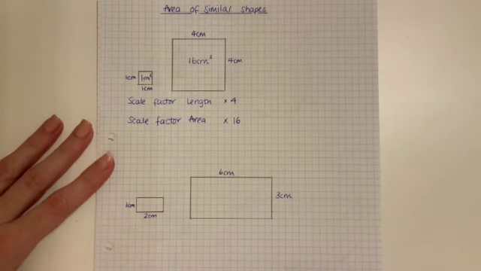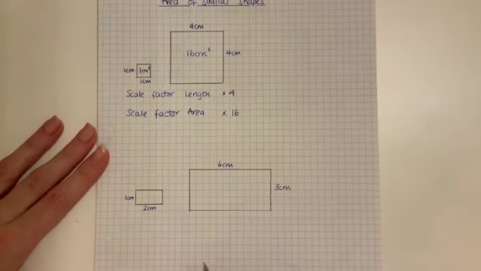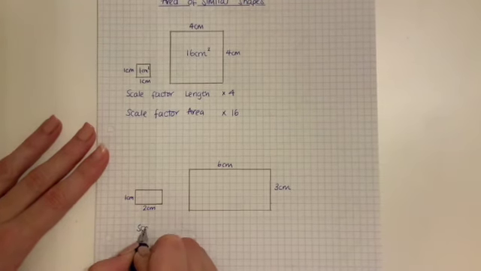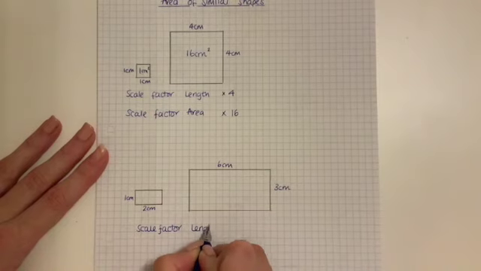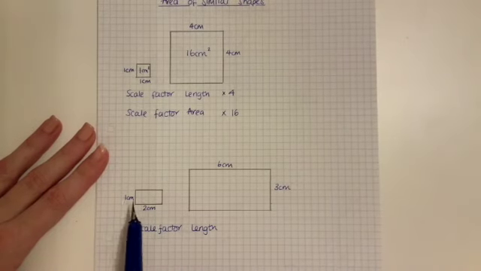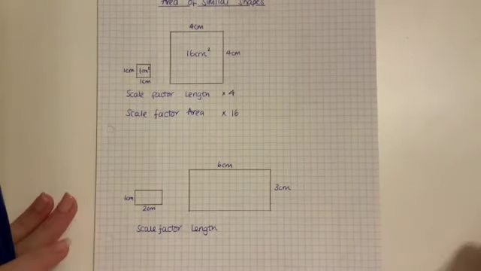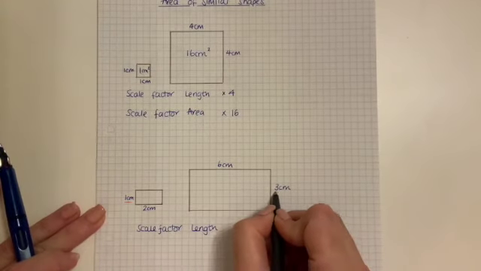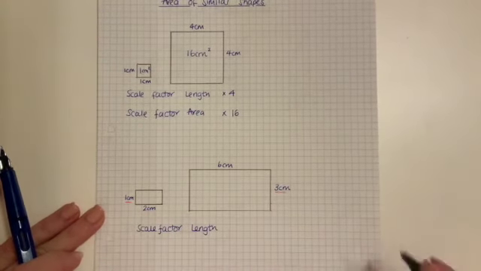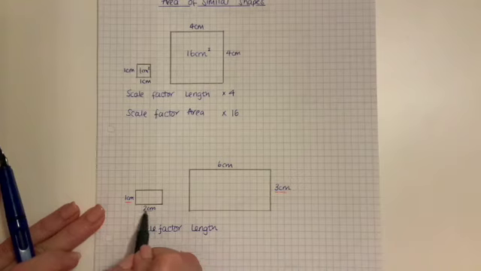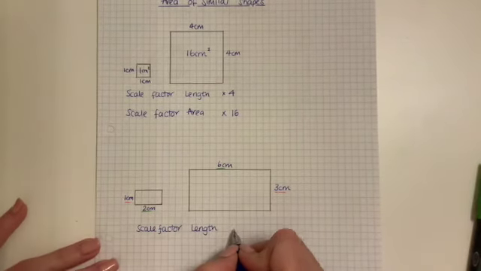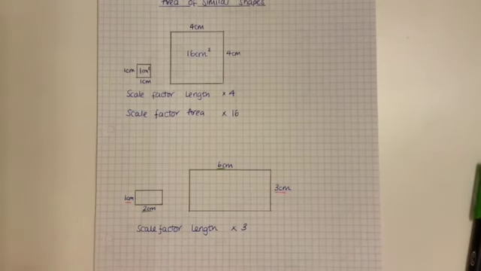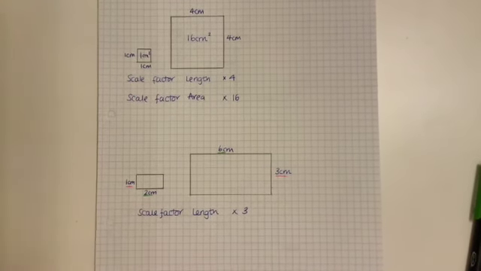Right, so let's do this one now. We're going to do the same thing. We're going to write scale factor length. So let's have a look. This side here corresponds with this side, so that's times 3. Does it work for the other one? That side corresponds to that side. Yes, 2 times 3 is 6. So our scale factor is times by 3.